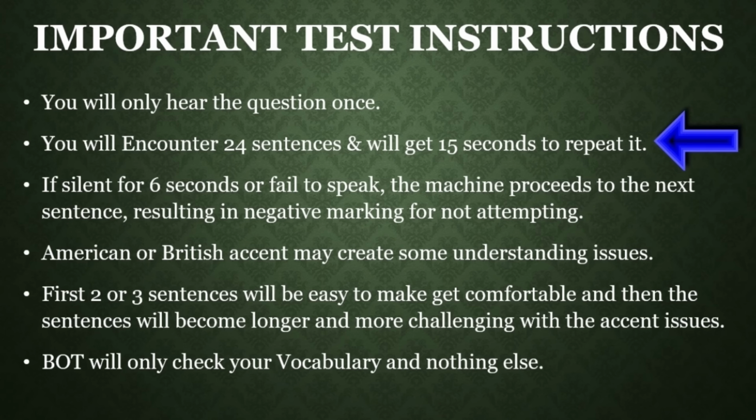You will encounter a total of 24 questions. You will get 15 seconds to give a short answer. And the same rule is applicable here as well. If you remain silent for 6 seconds or fail to speak at all, the machine will proceed to the next sentence automatically and you will get a negative marking for not attempting the sentence. जैसे last section में हुआ था, first 2 or 3 sentences will be very easy, which you can easily understand and answer without any problems.